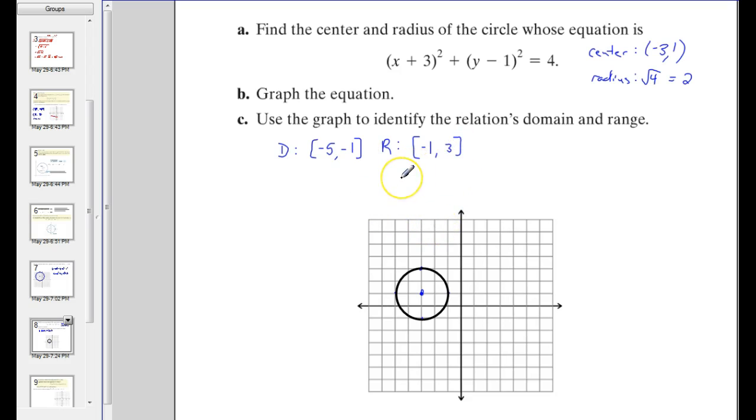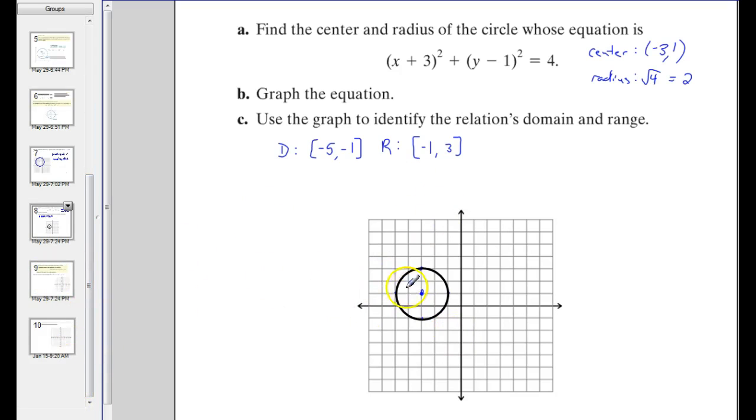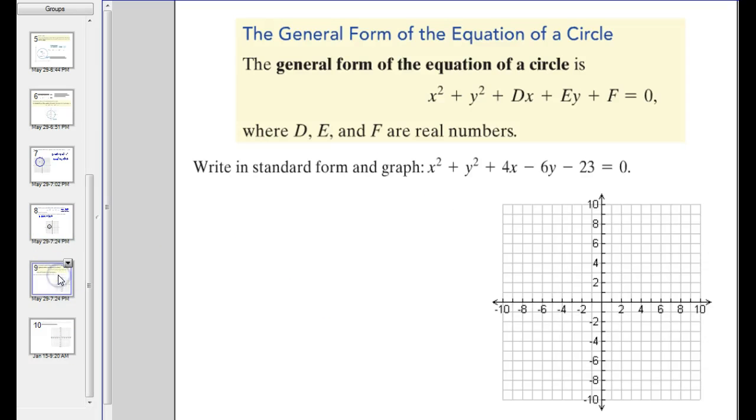Alright, so there's the domain, there's the range. Remember, the domain is just the set of all the x coordinates on the graph. The range is the set of all the y coordinates on the graph. So all the x coordinates on this are between negative 5 and negative 1. All the y coordinates are between negative 1 and positive 3. Remember, it doesn't have to be a function to have a domain and range.